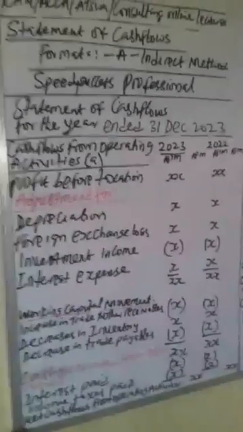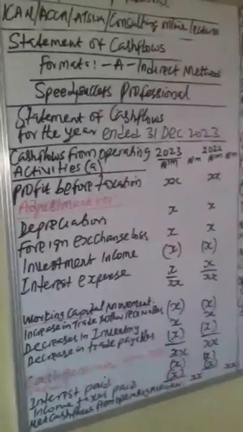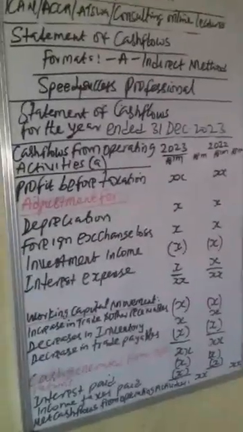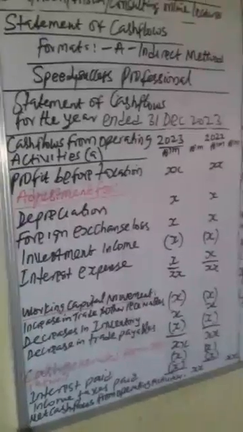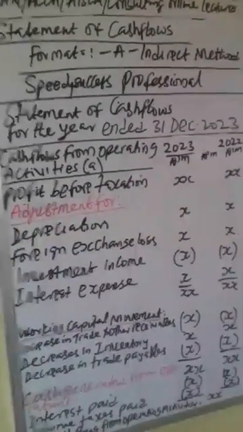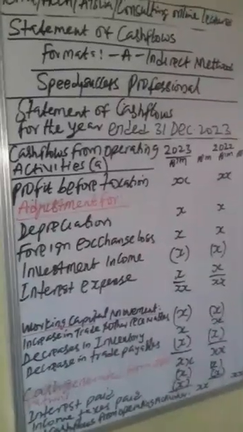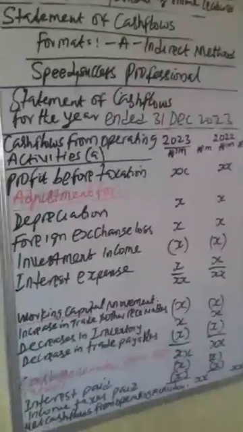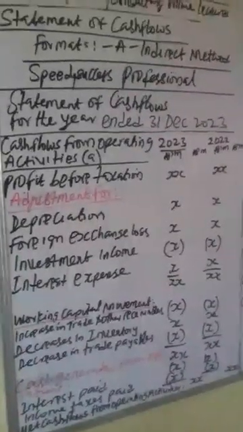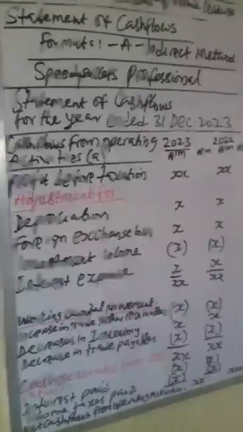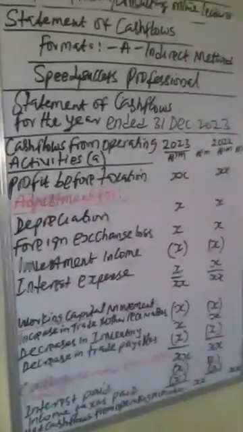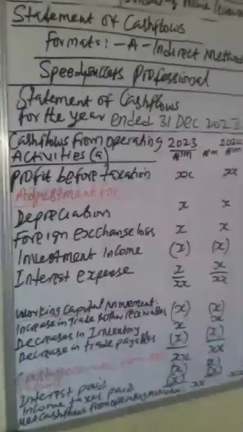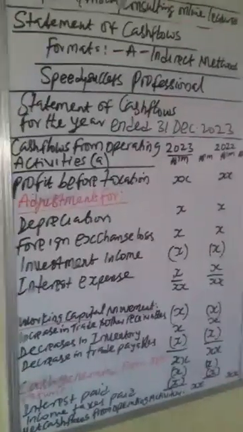We have 3 sections where we are preparing the statement of cash flow. Operating activity is the first section. The items there are profit before taxation, then adjustment for depreciation. You add back those items. Foreign exchange loss, you also add it back. It's not an operating activity of the company, except otherwise stated that the company is dealing with that as a major activity. If not, that is not a major activity. It's not your operating activity. That's why you have to add back.